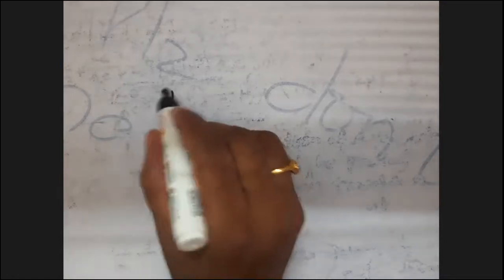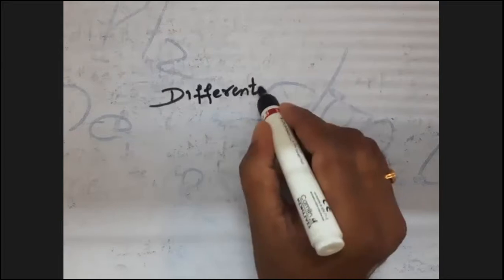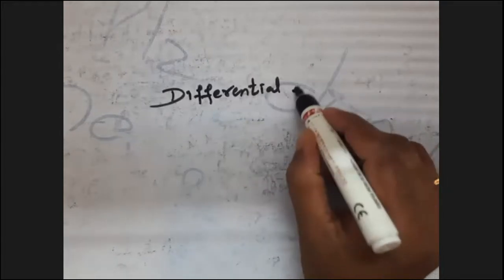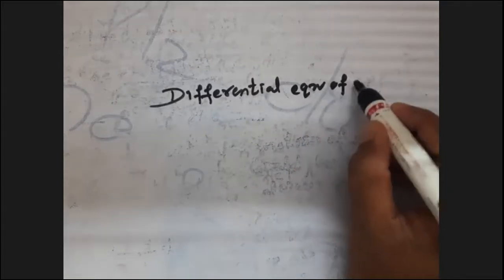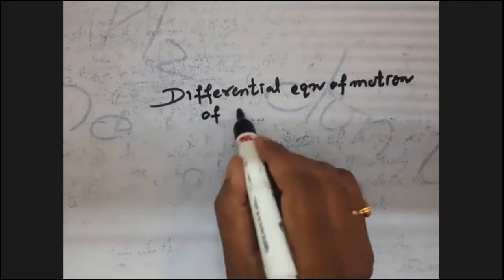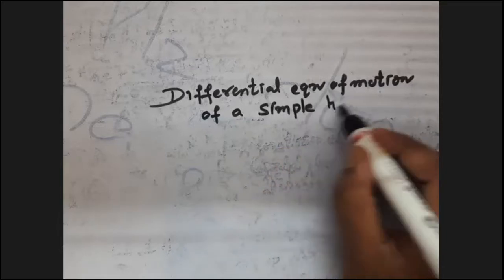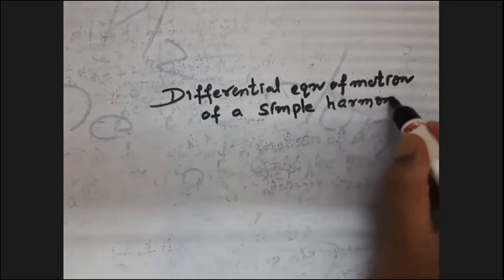Now, what is the differential equation of a simple harmonic oscillator? Already I explained in the previous class. Once again, I am repeating this. The differential equation of motion of a simple harmonic oscillator. Let us see.